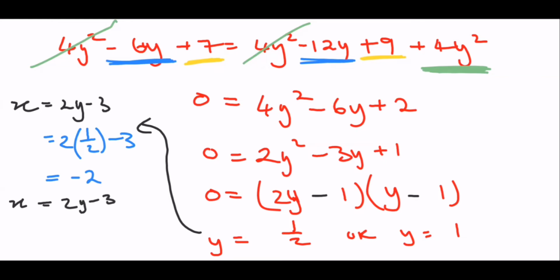The next solution is where y is equal to 1. 2 times 1 is 2. 2 minus 3 is negative 1. Okay, and those are your answers for x and y. Let me just put the ticks here so you can see where the answers are. It's a half, it's 1. Those are the answers for y. And then it's negative 2, and it's negative 1. Those are the answers for x.